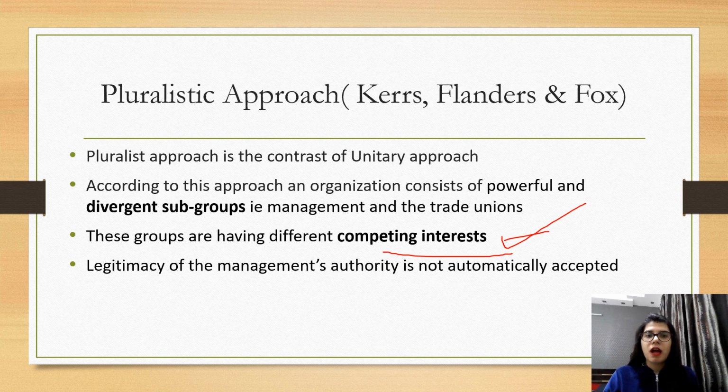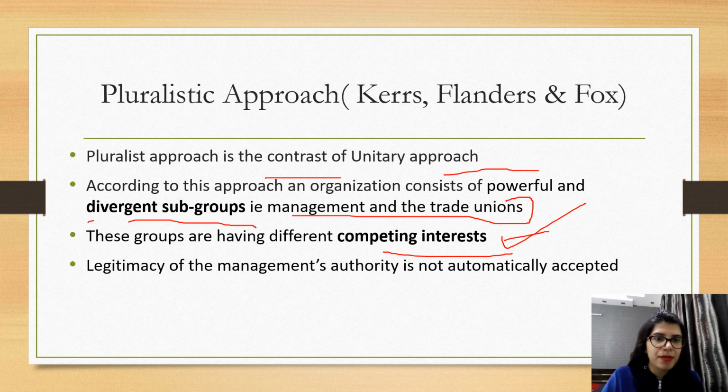Okay. And according to this approach, an organization consists of powerful and divergent subgroups, that is management and the trade union. तो यहाँ पे क्या है? They have become divergent, means they have different interests.